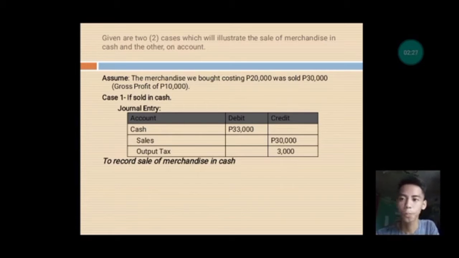First, assume the merchandise we bought costing 20,000 pesos was sold for 30,000 pesos. So our gross profit is 10,000. In case number 1, if sold in cash, this is our journal entry: Cash, debit 33,000; Sales, credit 30,000; and Output Tax, credit 3,000. This is the record of sales of merchandise in cash.